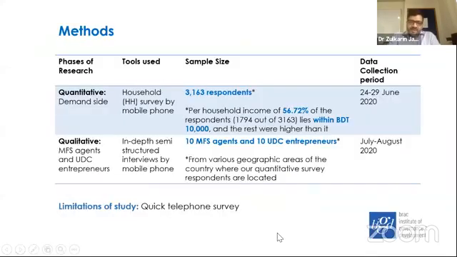Now, the way we gathered data in terms of methodology: we had quantitative data, where we surveyed 3,163 respondents. From that, 56.72% are from households with income below 10,000. The rest come from a random sample from our sample size of 6,500, which we did in our digital literacy survey. In terms of qualitative research, we interviewed 10 UDC MFS agents and 10 UDC entrepreneurs. We conducted in-depth interviews using mobile phone, and they come from the same locations where the respondents come from.